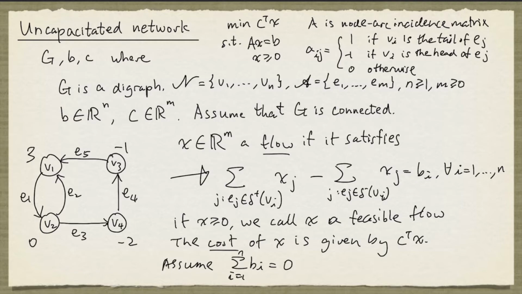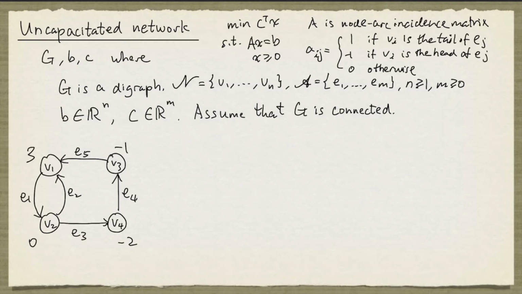So let's work out the node arc incidence matrix of this example here. So we have 4 nodes and 5 arcs. That means A is going to be a 4 by 5 matrix. The first column corresponds to the arc E1. And since V1 is tail and V2 is head, the first column will be 1, -1, 0, 0.